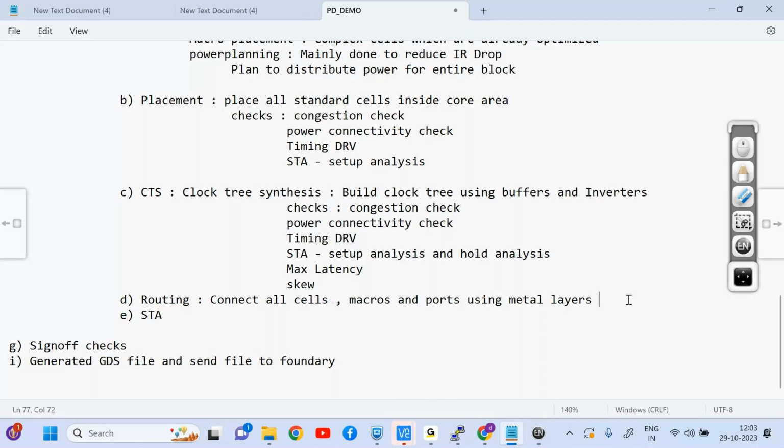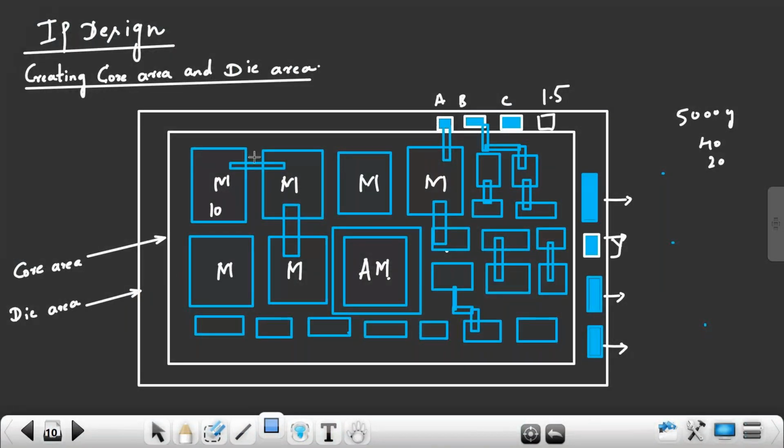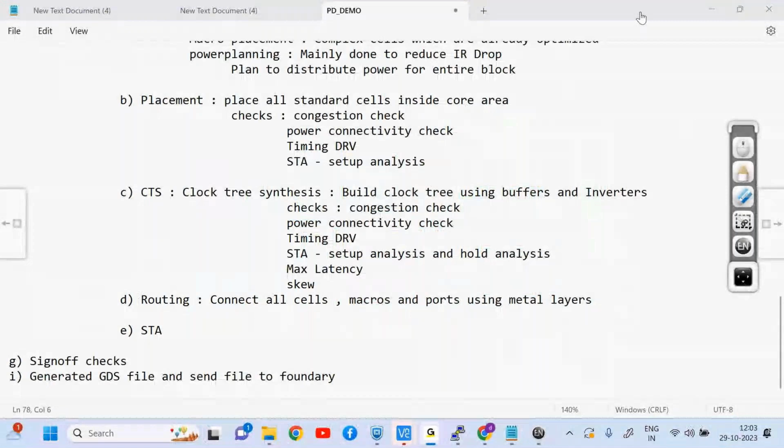After routing, we have to do what? All these cells are the layout of the cells, and macros are the layout of the macros. The macros will come in a file called the LEF file. That file we'll use and we'll place the layout of the cells here. Here we are connecting the layout of the cells. The layout we are not drawing; it is drawn by the layout team and we are using it. Connect all cells, macros and ports using metal layers.